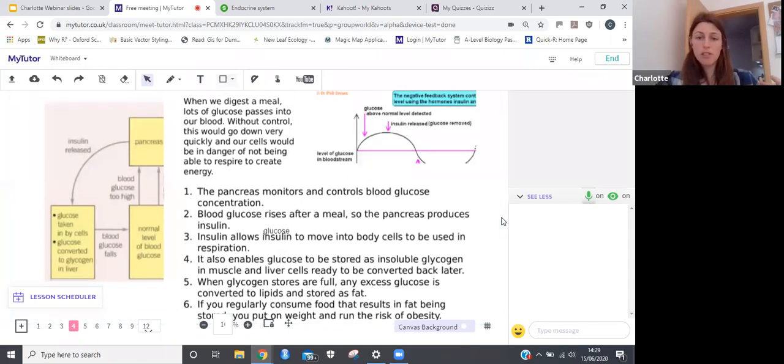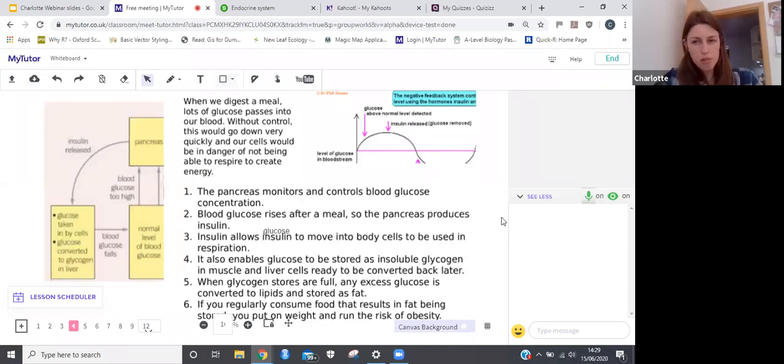Okay, so blood glucose rises after a meal. The pancreas produces insulin in response to that, and the insulin allows body cells to receive glucose. Body cells want to use glucose for respiration. So let's say muscle cells want to use glucose for respiration because we need to contract those muscles and we need energy to do that. That insulin, as well as allowing the body cell to just absorb that glucose in the first place, also triggers the mechanism of storing that glucose as glycogen.